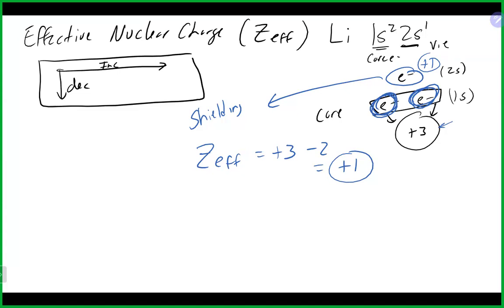Any questions on that there? So these trends also lead to another important trend, which is atomic size, or sometimes people call it the radius.